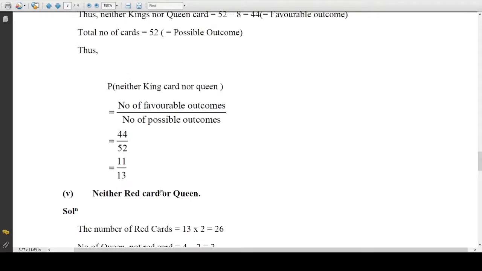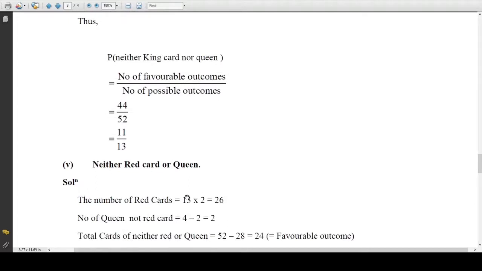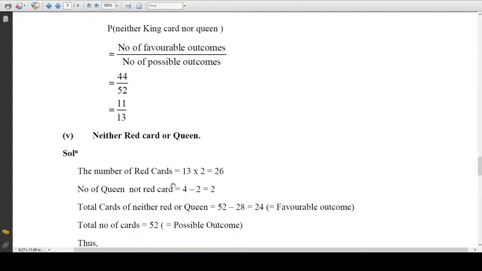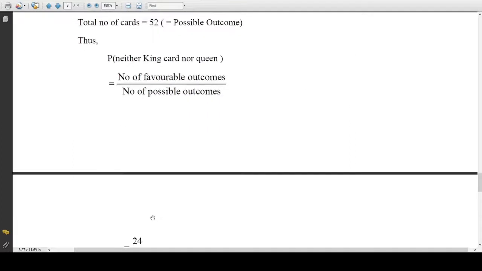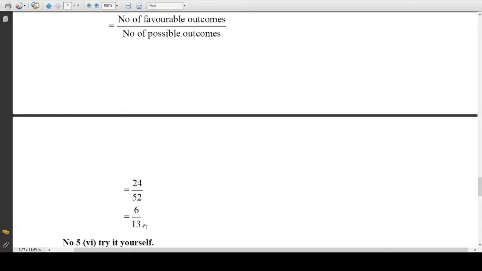Number 5, neither a red card nor a queen. You don't need a red card and you don't need a queen. That will be only the black cards without queen. Only black cards without queen means 12 multiplied by 2, which is 24. Easy as that. Therefore the probability will be 24 by 52, which is again 6 by 13.